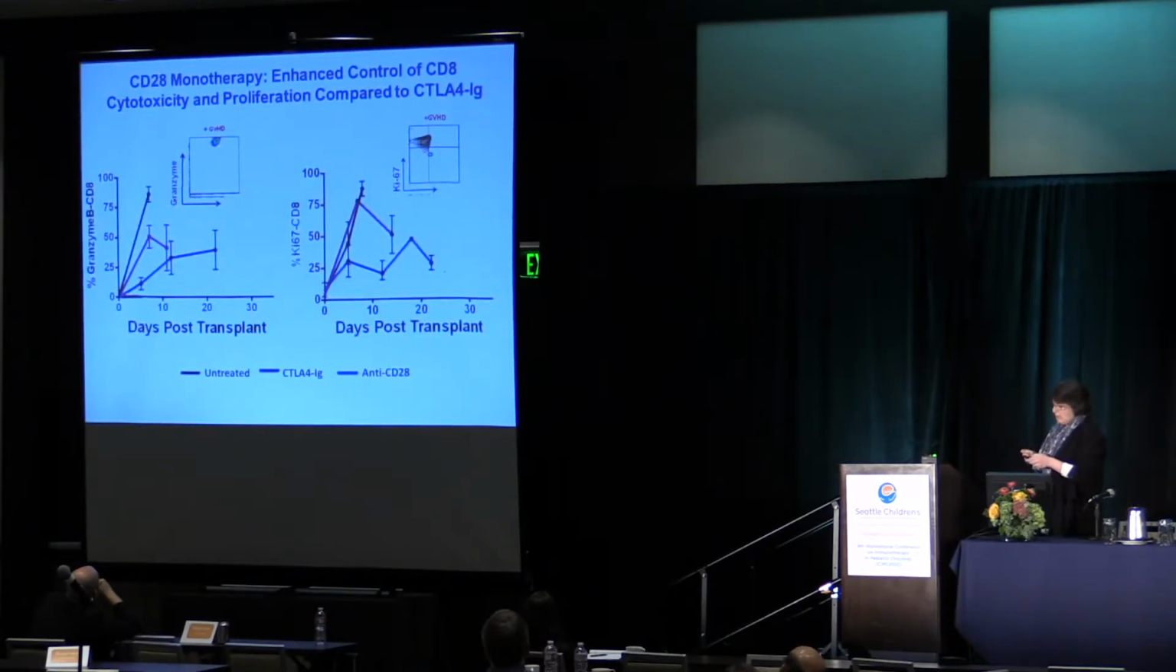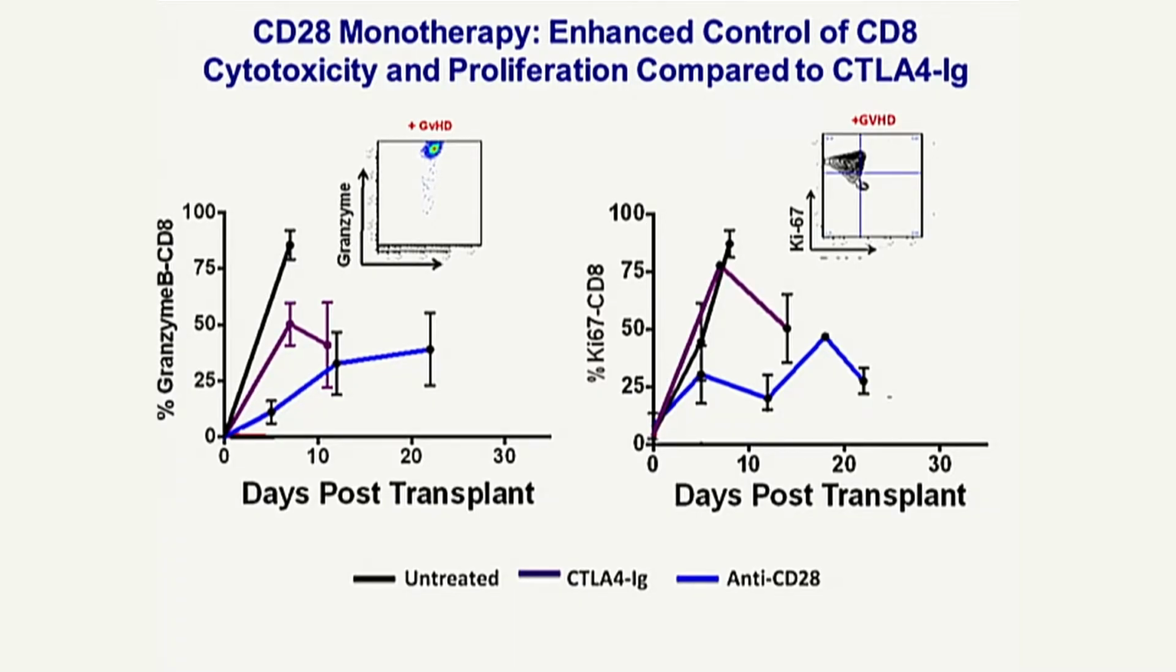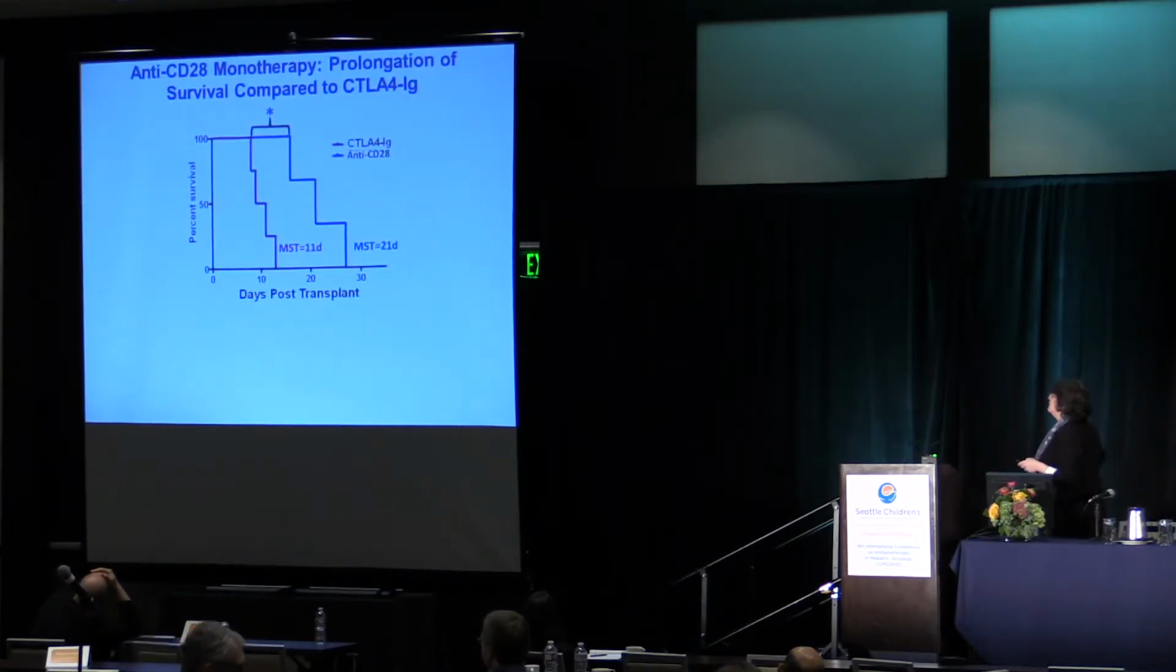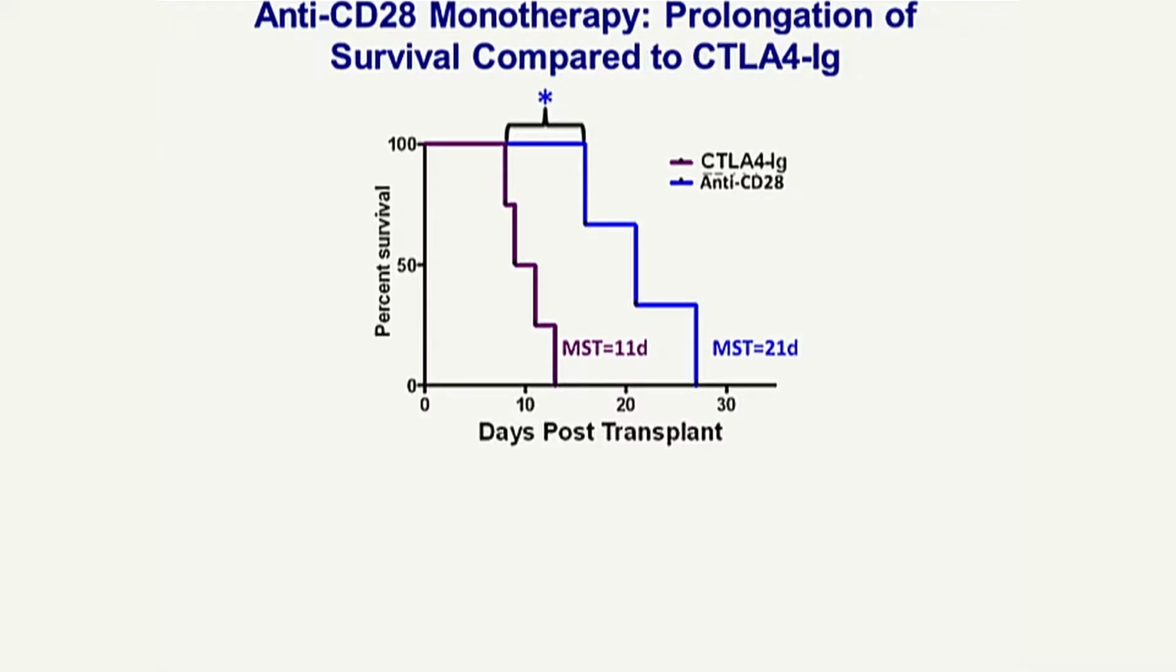Just as one might expect, if you looked at our canonical markers, either granzyme or Ki67, when you treated animals, and this is with what we would expect to be suboptimal blockade, either anti-CD28 as a monotherapy or CTLA-4 Ig as a monotherapy, these are haploidentical transplants, T-cell replete. They get very bad disease. Even with our flow markers, we could see that the anti-CD28 antibody inhibited both granzyme B expression and Ki67 better than the CTLA-4 Ig. Potentially predictable given the effect that CTLA-4 Ig has on CTLA-4 signaling. And in fact, that translated into a statistically significant survival advantage.